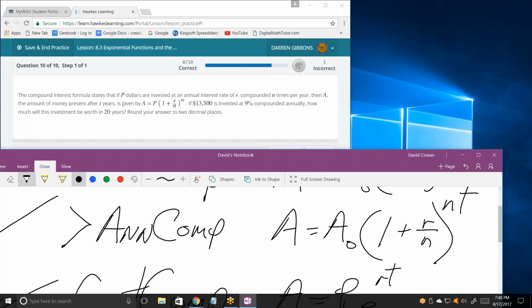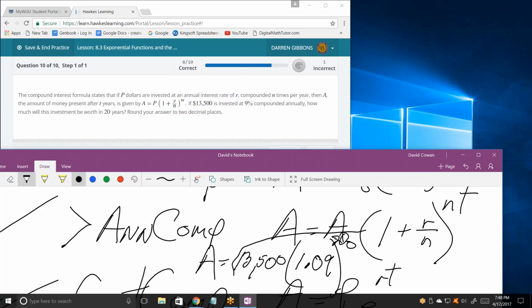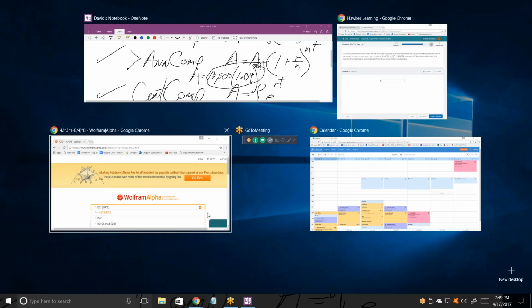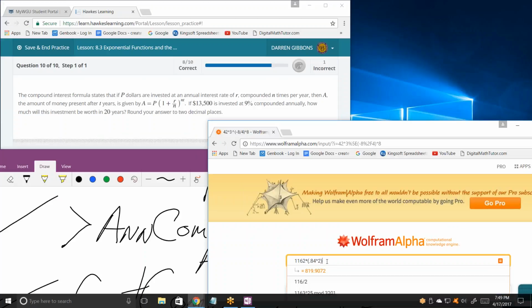Okay, so our amount is going to be 13,500 times 1.09 to the 20th power. So that's the number you need to get off of Wolfram Alpha: 13,500 times 1.09 raised to the 20th power. Here, let me do that while you're doing it. I'll put it in also.